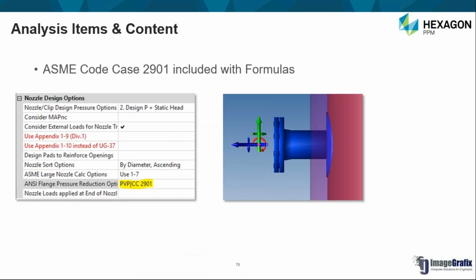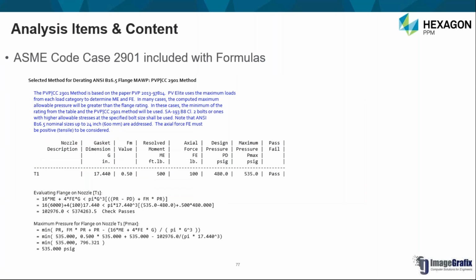Then another item here is code case 2901. You may know it very well, a lot of interpretations were coming on this. This was added in the earlier version also. So what is it exactly? When you have forces and moments on a nozzle connection and you are trying to determine if the flange is okay or not, there are some equations that go through this. Obviously this was there in the last version, but due to user feedback, they have gone a little bit further with the detailed calculation.